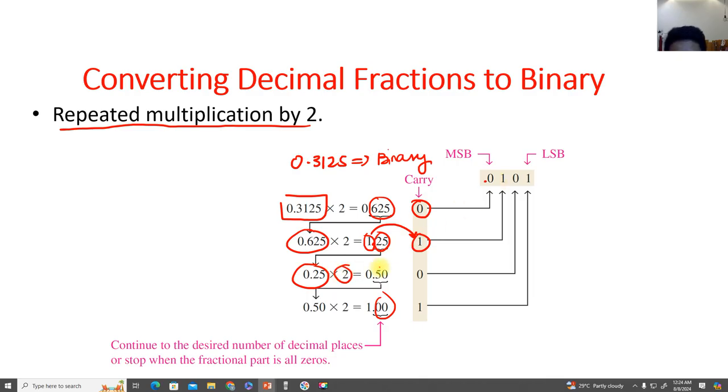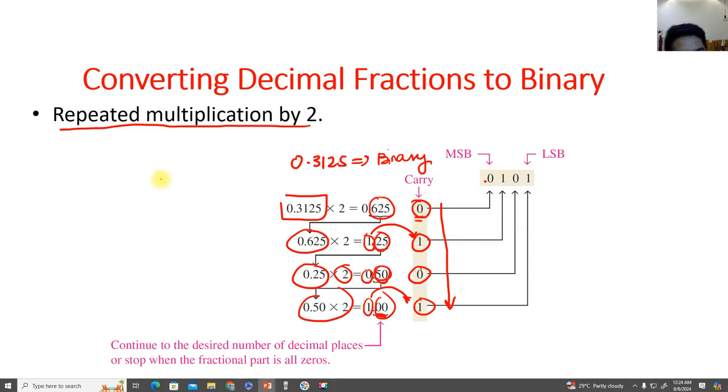And then you're going to multiply the 0.25 by 2. And then you have 0.5, carry 0. So you have 0 here. And again, 0.5 times 2 would be 1.0, so carry is 1. And you have now, after the decimal place, a complete whole number, so you don't need to multiply it by 2. You can stop. And writing this will be from here down, from the very first carry to the last carry.